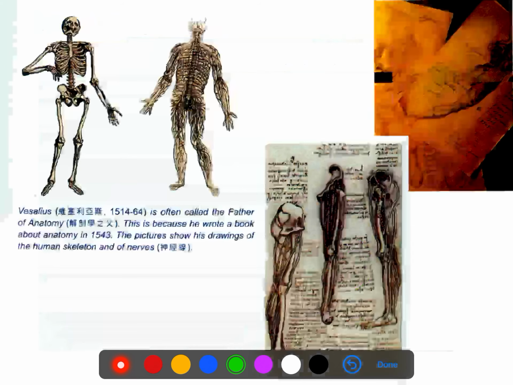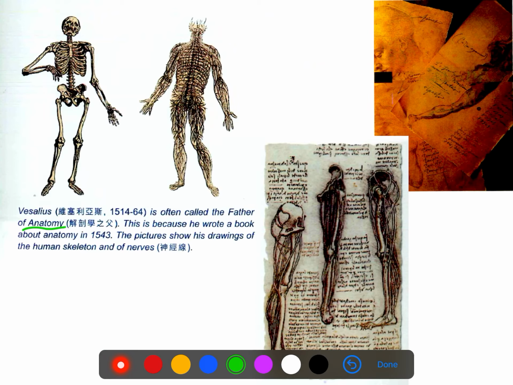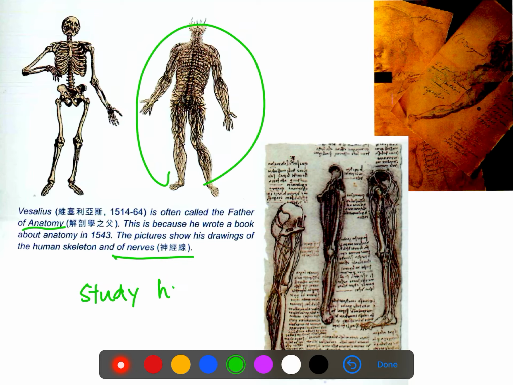Okay, so this is about the people studying anatomy, about the human body, the bones, and the nervous systems. So they learned more about how our body moves, how the machines work in our bodies. This is all because the people studied human beings, the human body.